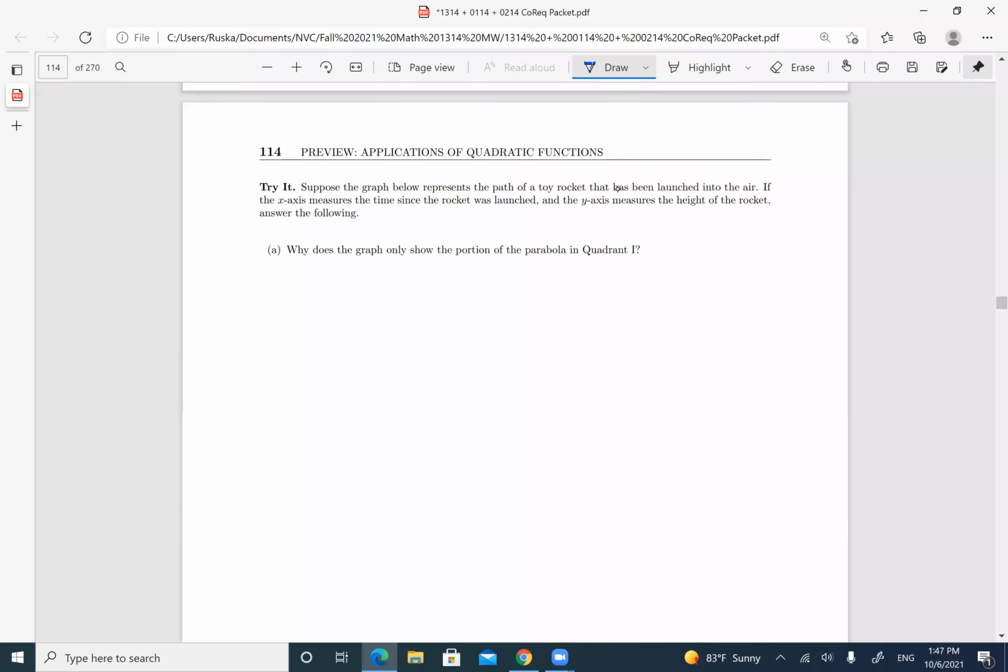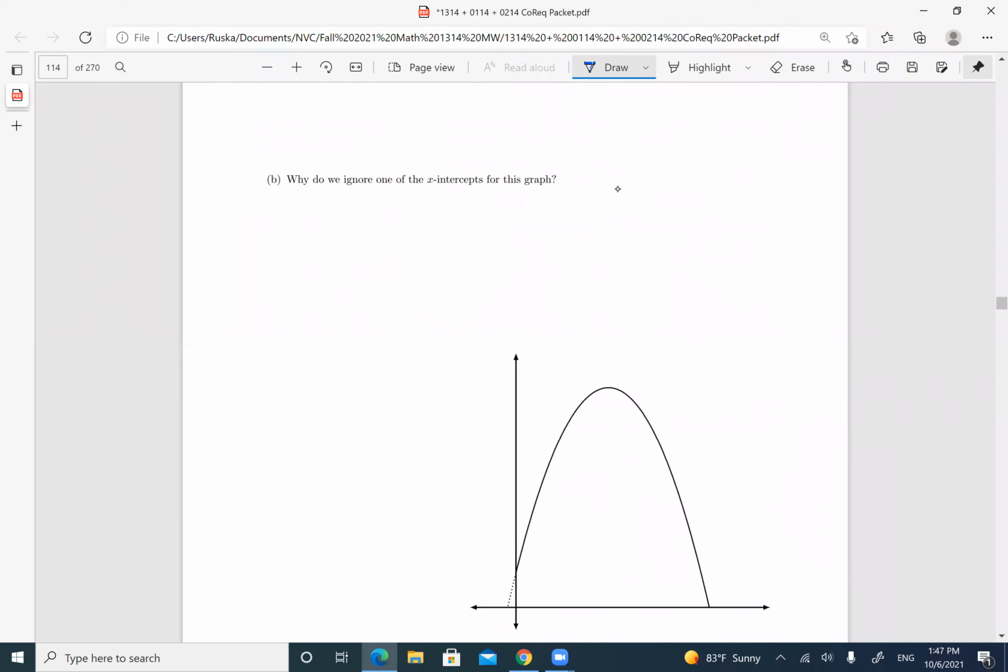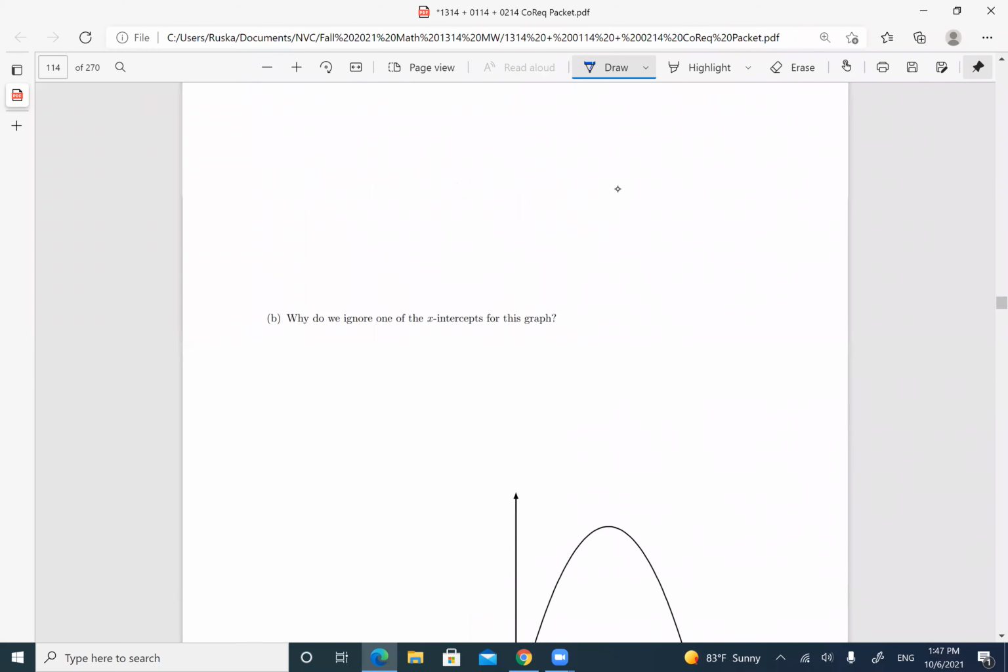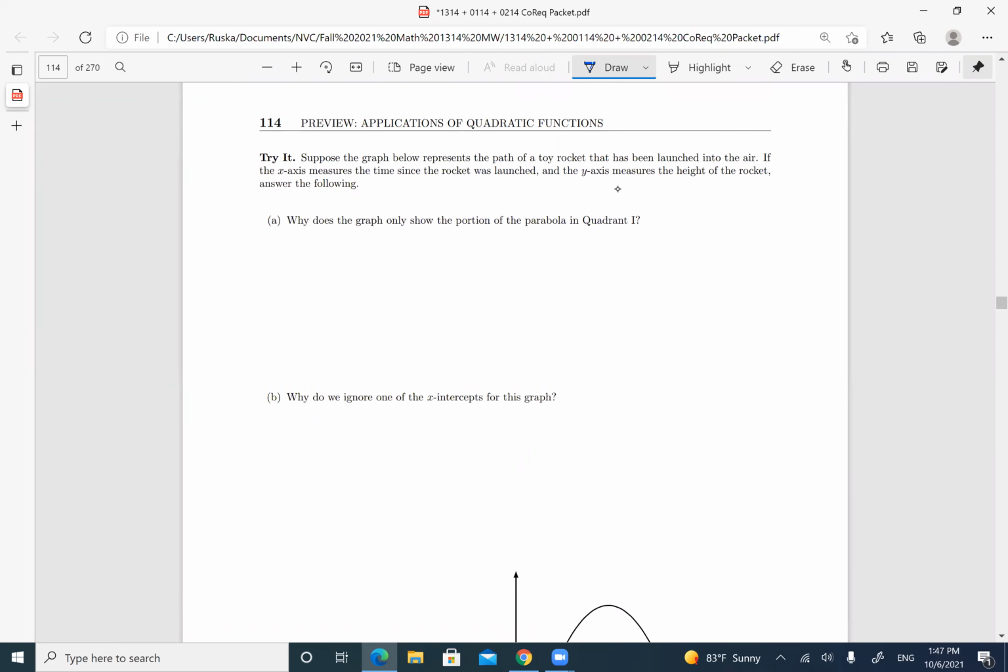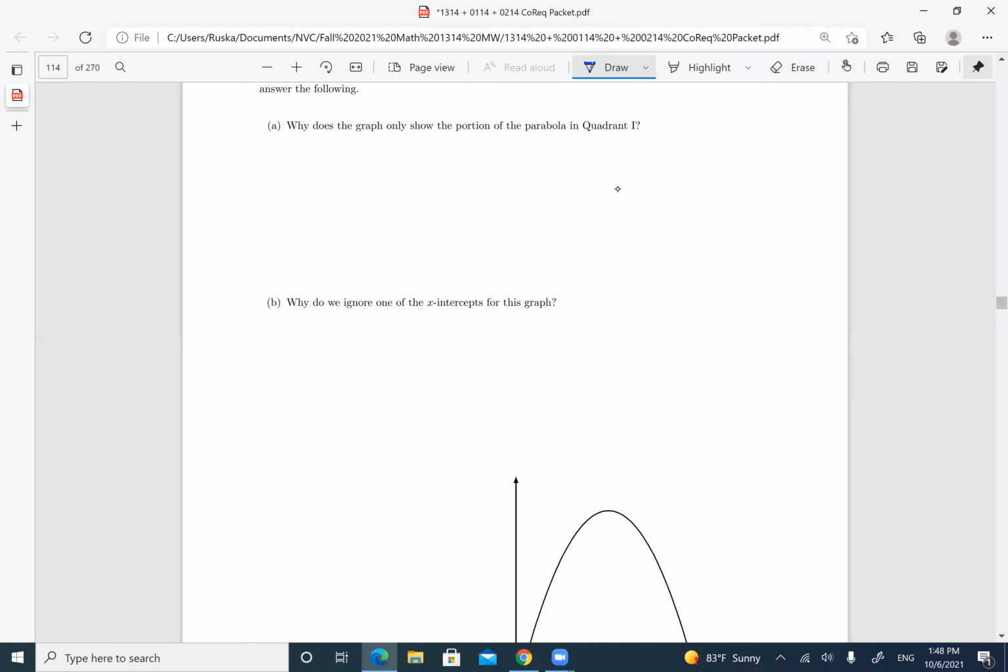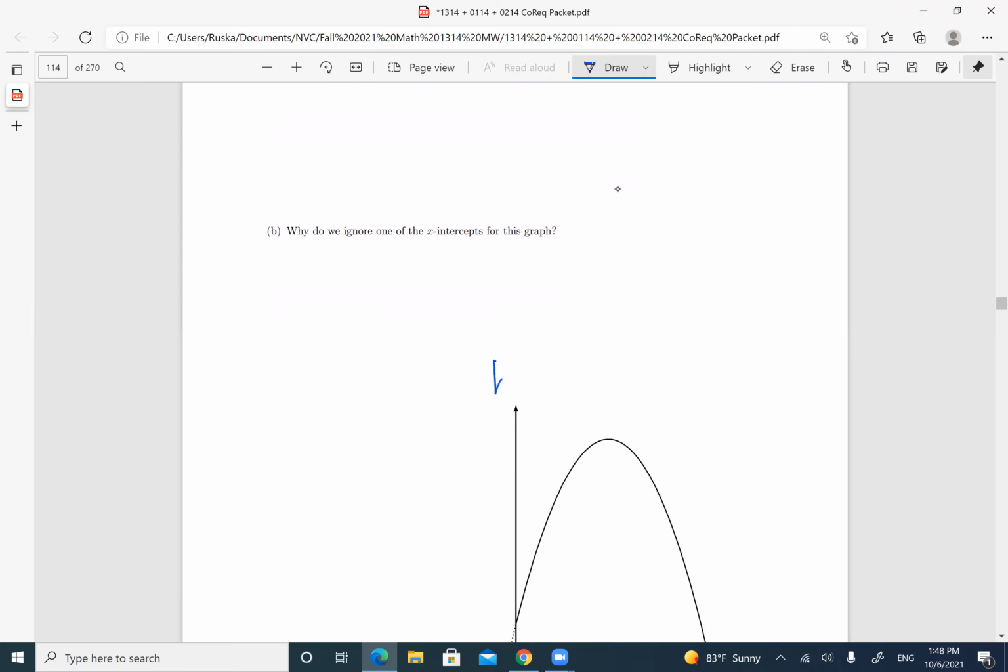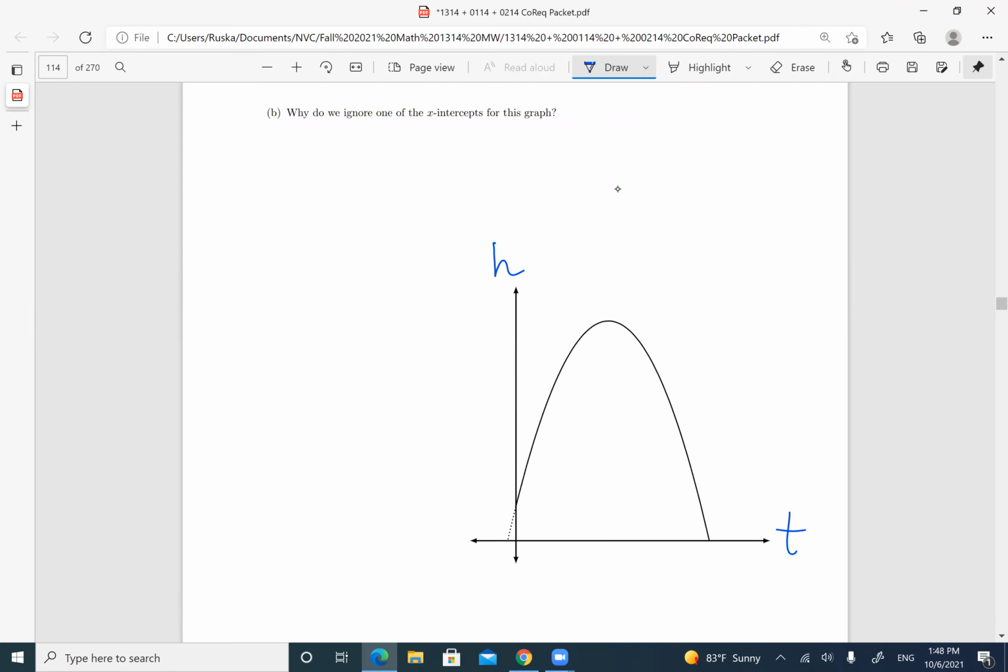Okay, then we have another one like that. We have a graph. Suppose the graph below represents the path of a toy rocket that has been launched into the air. If the x-axis measures time, so the x-axis is the time, and the y-axis is the height, we need to answer these questions. So this is the height, and this is the time.